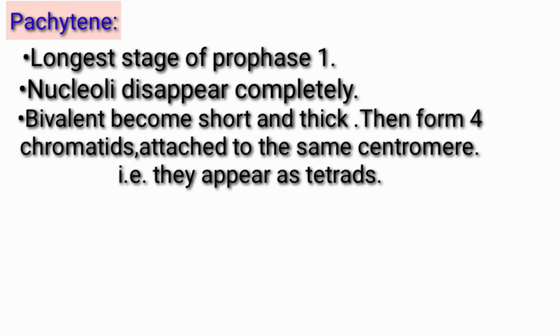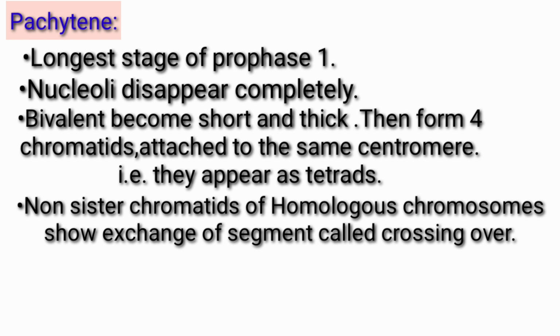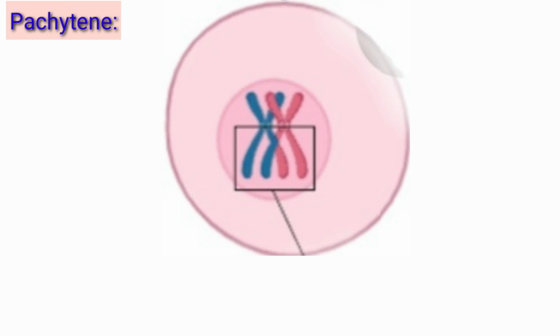In this stage, the non-sister chromatids of homologous chromosomes show exchange of segments. This process is known as crossing over. This is the diagram of a pachytene stage where the non-sister chromatids of homologous chromosomes exchange the segment, known as crossing over. Now the fourth stage of prophase 1, known as diplotene.